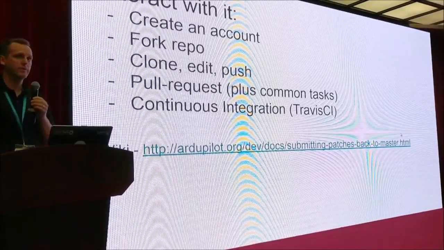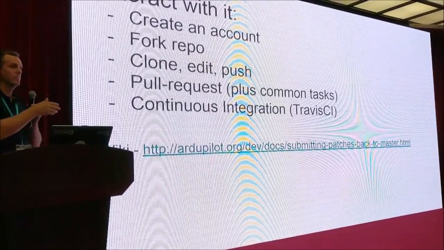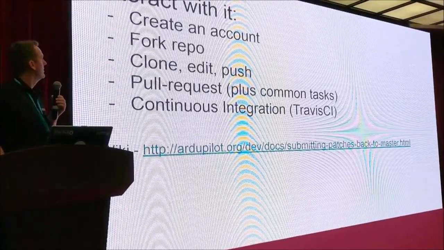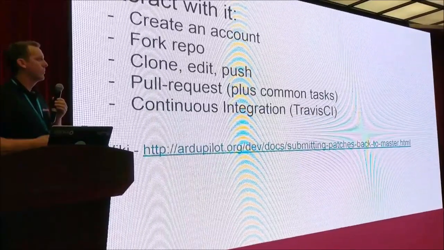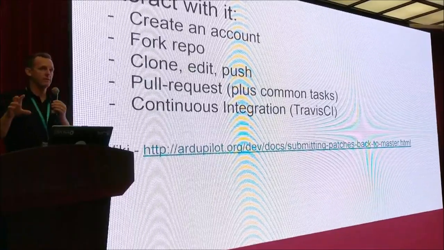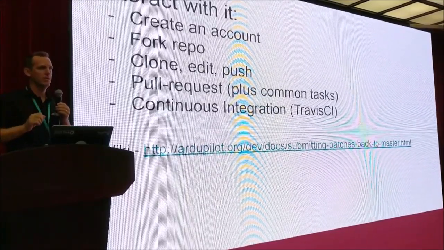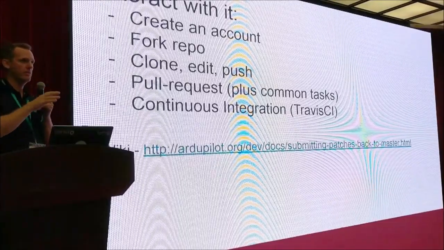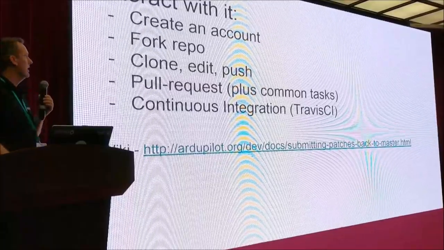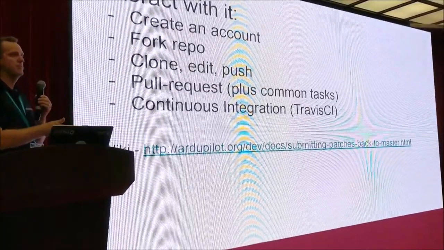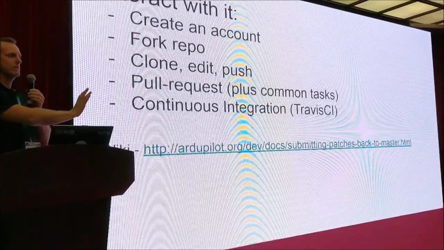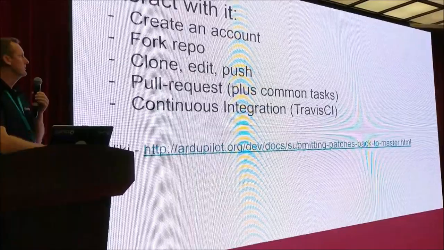So, how to interact with GitHub? Most of you said you already had a GitHub account, so you're at least a little familiar with the system. There's forking a repo, which means you make a copy of the repo under your own account, so that way you can interact with it. Not just copying it to your computer, but copying it in the cloud, so that they can still interact with each other. And then there's the clone, edit, push cycle, which is you get the code, edit, push it back to the cloud. That's the development cycle.